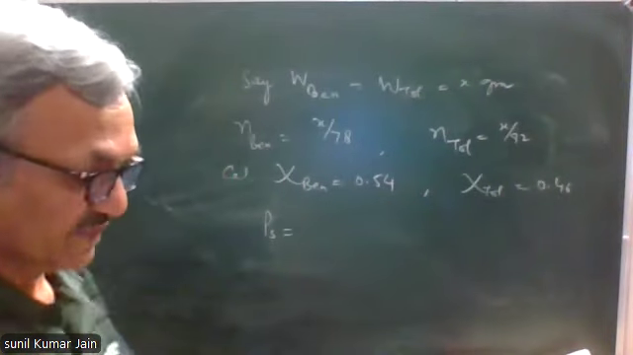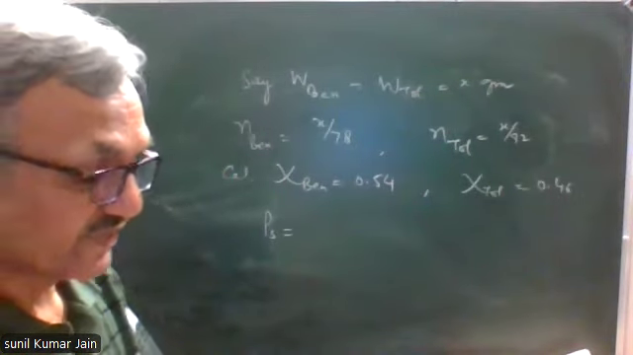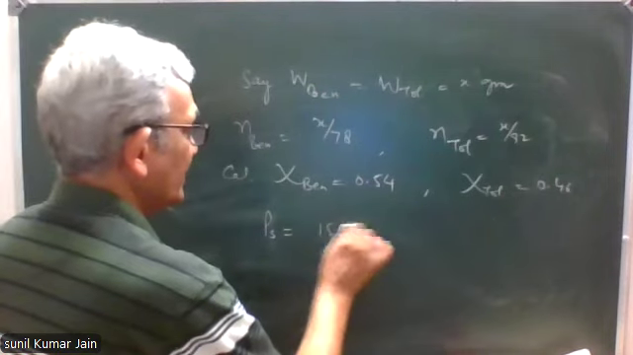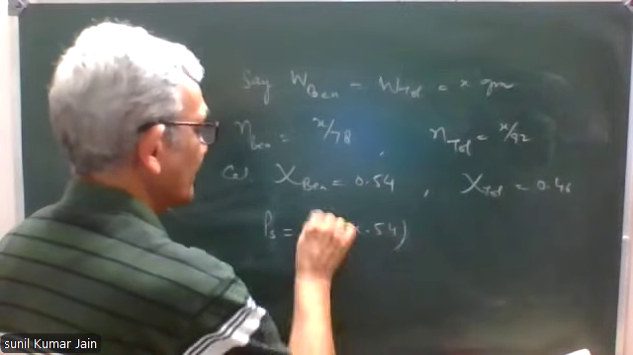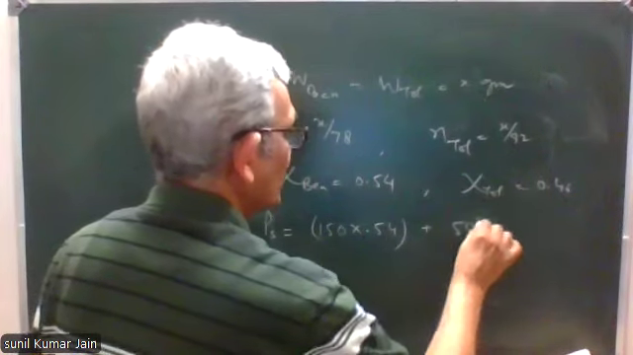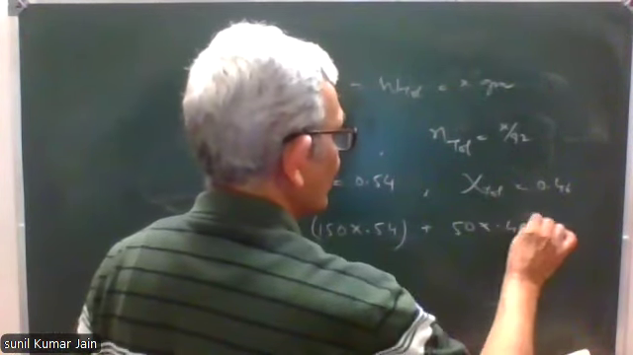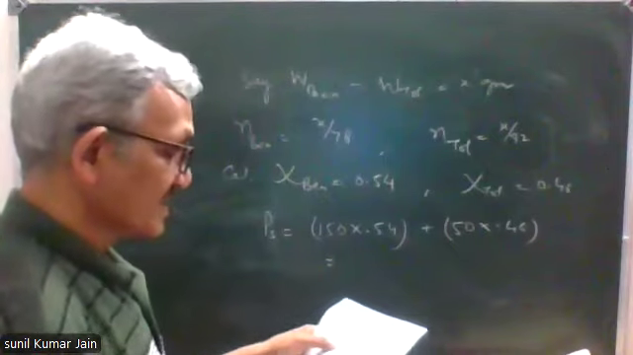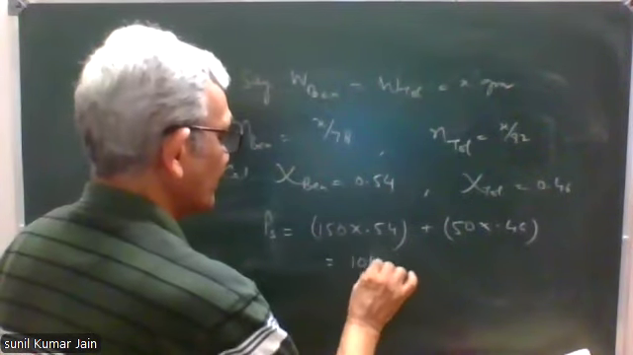Vapor pressure of solution will be, P naught values are 150 and 50. So 150 into 0.54 plus 50 into 0.46. This will give you the answer, and this will come out to 104 millimeters.